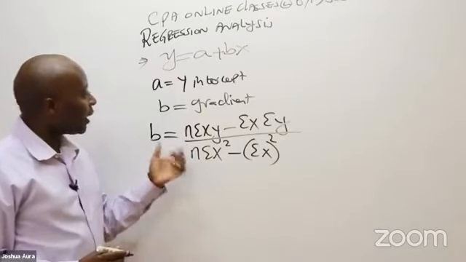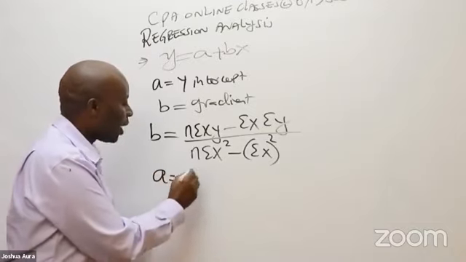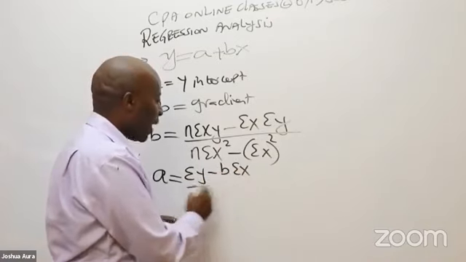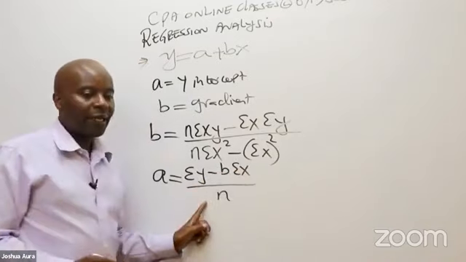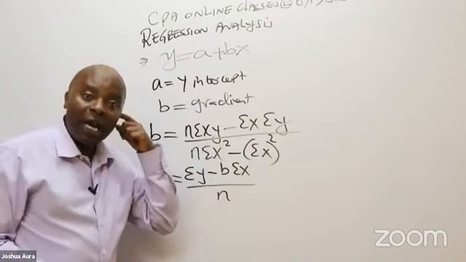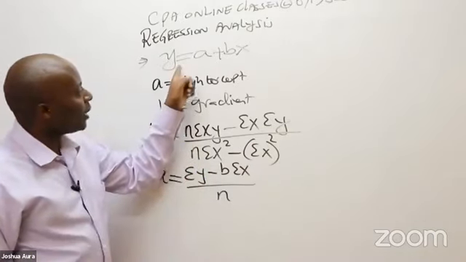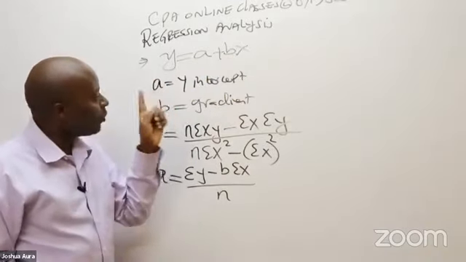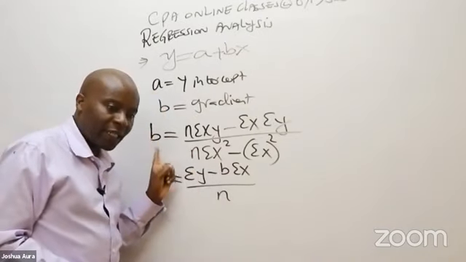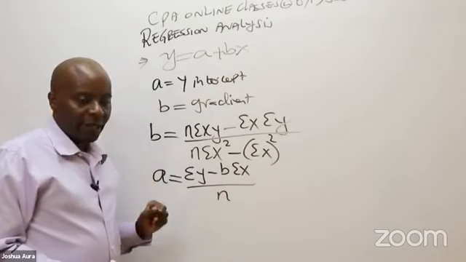Once we get the gradient, getting the y-intercept is quite an easy thing. To get the y-intercept, which is our A, we take summation of y minus b, summations of x, all over n. So what are we learning here, ladies and gentlemen? If it's simple regression, we must first get the gradient, because we need the gradient in ascertainment of A.